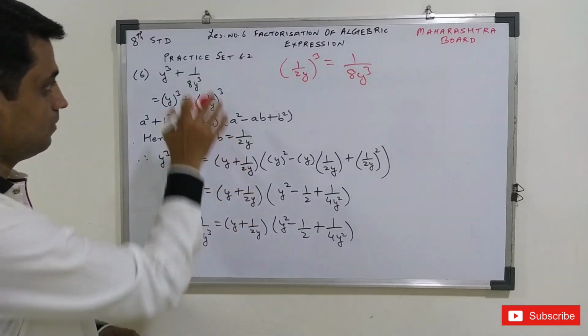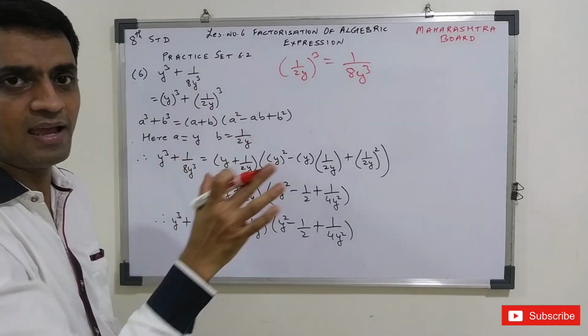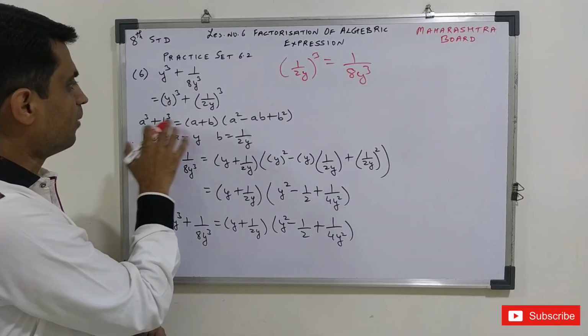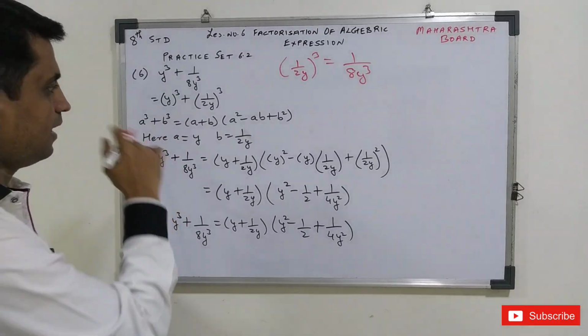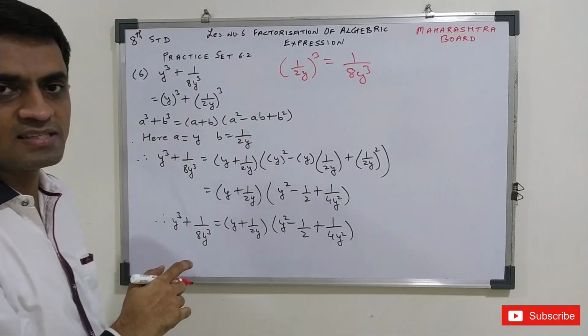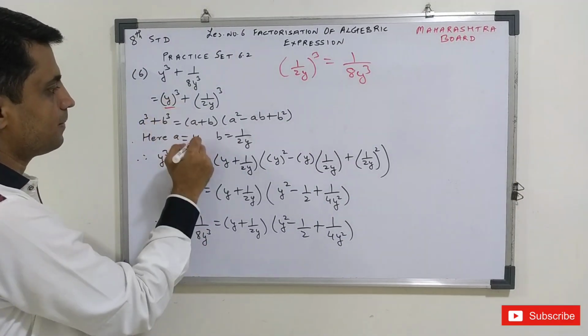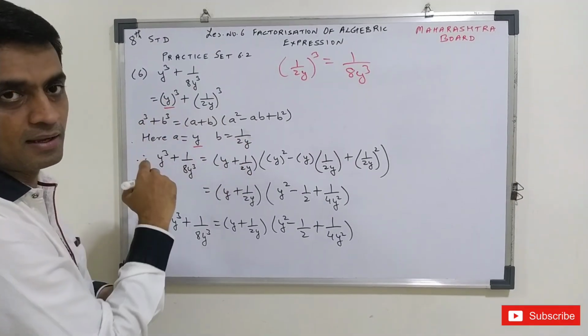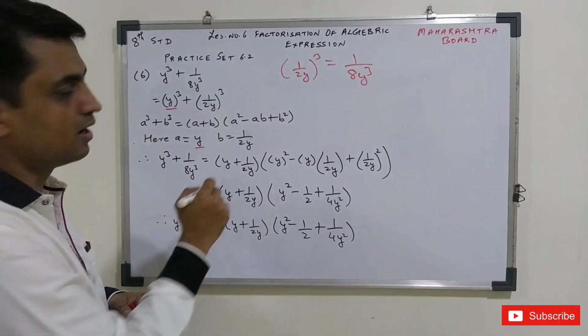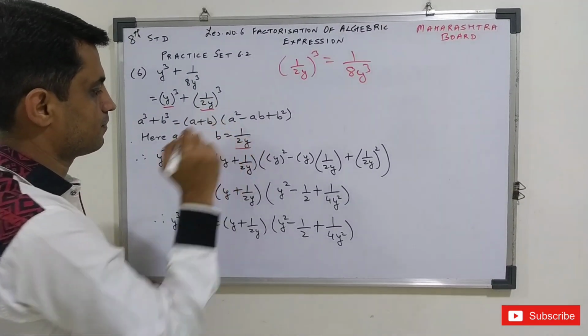But we are writing this in order to get a and b. Formula: a cube plus b cube is what? a plus b, a square minus ab plus b square. What is our a? Our a is y. And what is our b? Can you judge? Yes, 1 upon 2y.